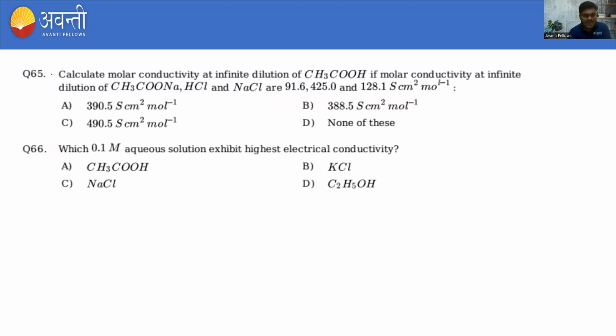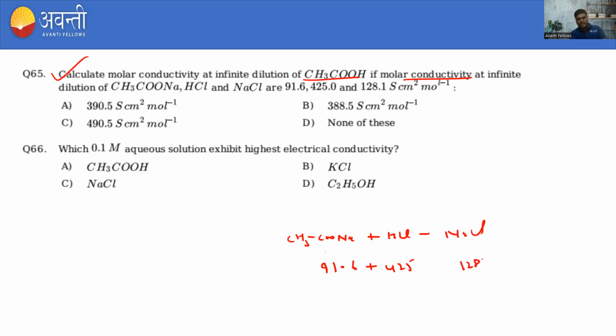Okay, so next question is, calculate the conductivity of the CH3COOH if the molar conductivity of this is given. So we know that our aim is to calculate CH3COOH, and for that we take CH3COONa, plus HCl, and subtract NaCl. So if you do this, CH3COONa has value 91.6, HCl has value 425, and NaCl has value 128.1, right? So just solve this, you'll get the value, that is 91.6 and this. On solving, you'll get the value 388 something. So this is the correct one.